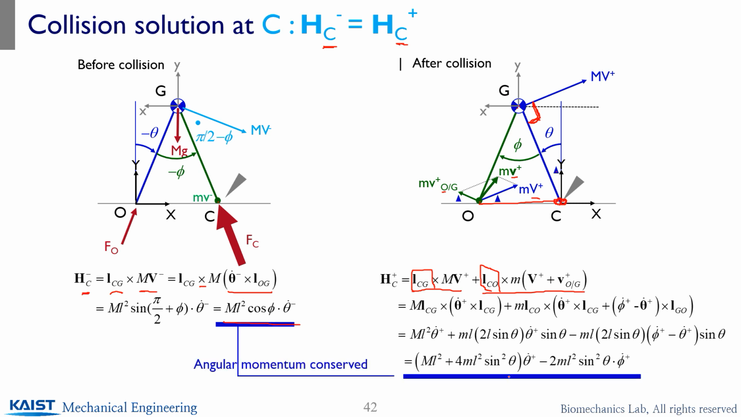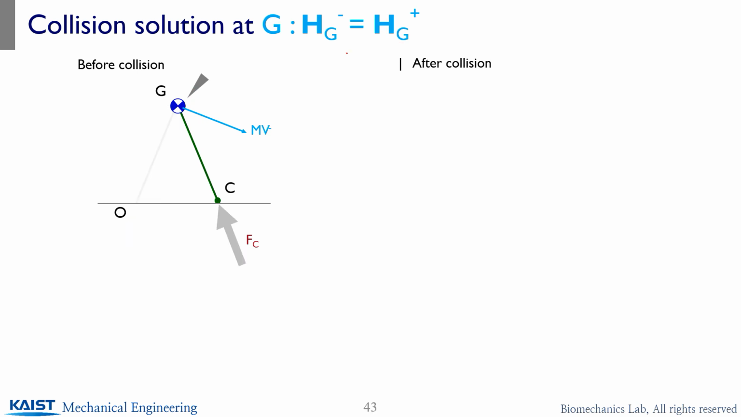Since there is no angular impulse applied here due to the zero moment arm, the before-collision and after-collision momentums are conserved. And you can see we have information about after-collision theta dot plus and phi dot plus in terms of theta dot minus. Since we have two unknowns, we need another equation. How can we obtain that additional information? Maybe we can switch the reference point from point C to G, the center of mass, and obtain the same kind of angular momentum conservation relationship.